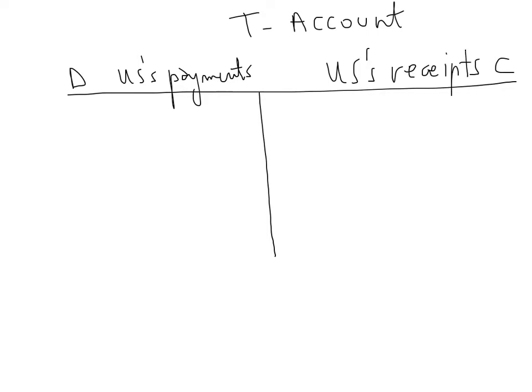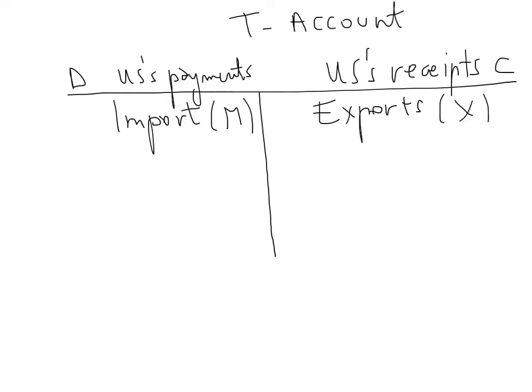So when the United States makes payments, it's going to make payments for the things we import. And when the United States has receipts, it is going to be related to US exports. Now let's see how we relate imports and exports to supply and demand for dollars.